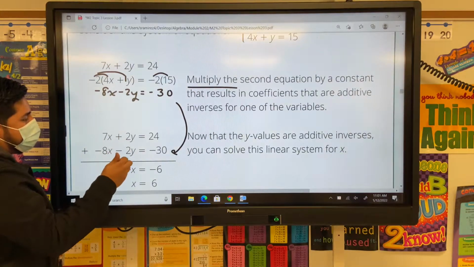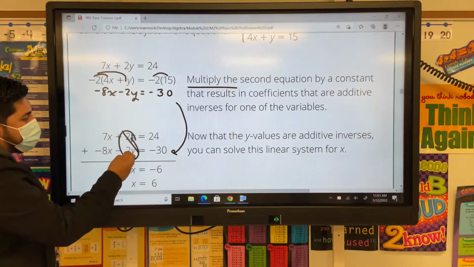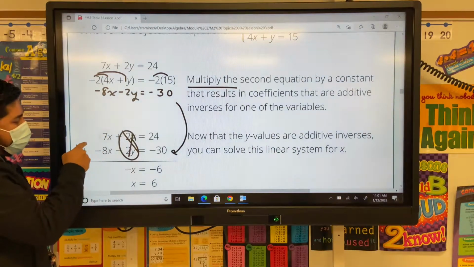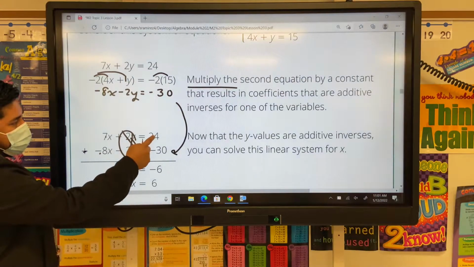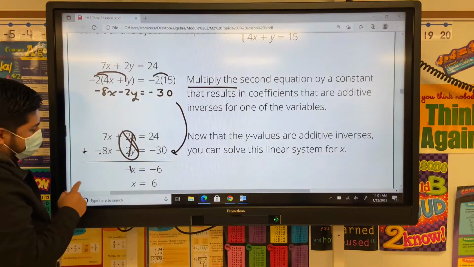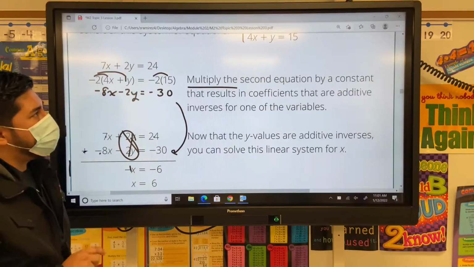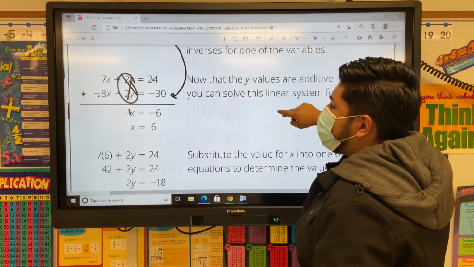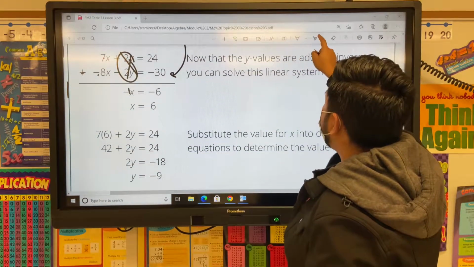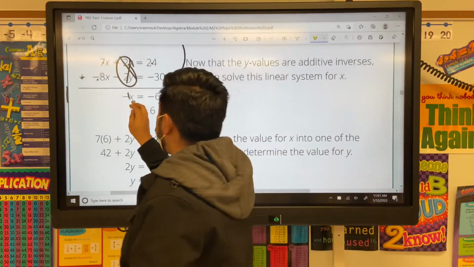2 plus -2, that cancels. Looks good to me. 7 plus -1 is -1x. 24 plus -30 is -6, and so on and so forth. Okay? I love it. That's a great example. Of course, I'm going to highlight the answer because that's what we want.